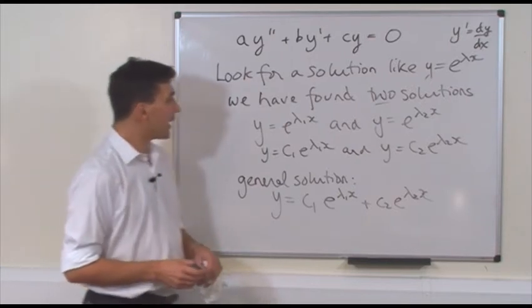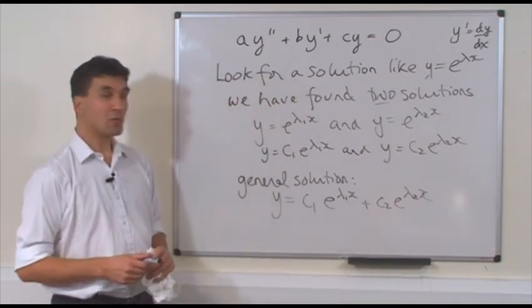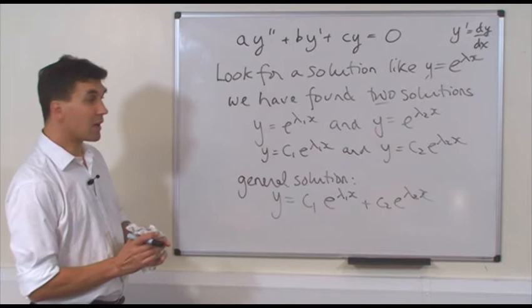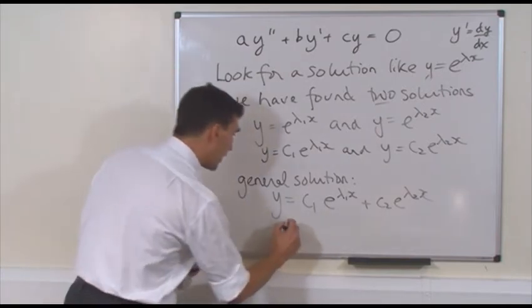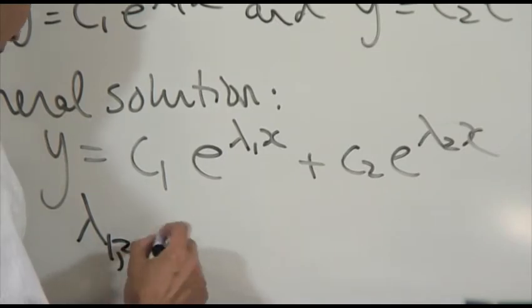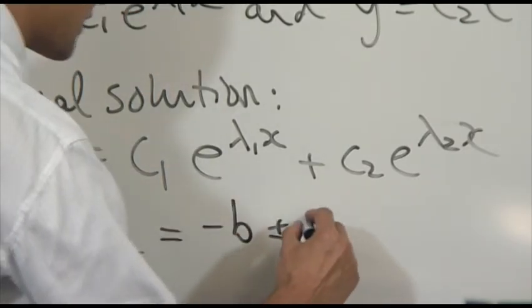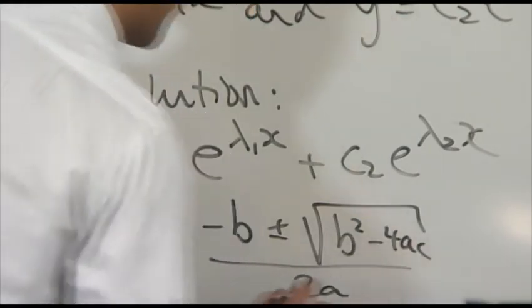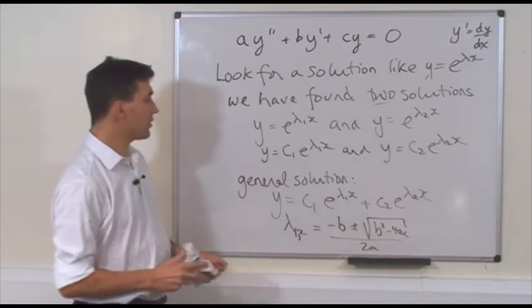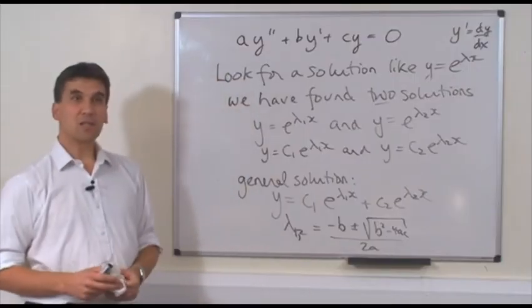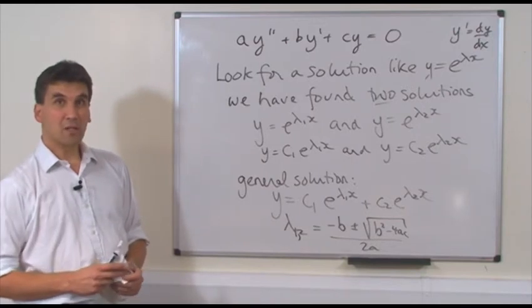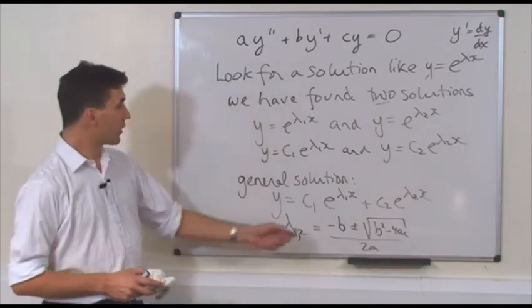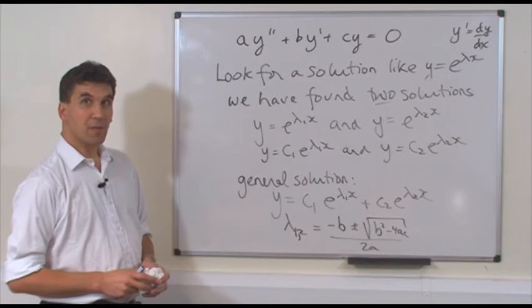Now, what we actually get in any specific example will depend on the values of lambda 1 and lambda 2, and those will depend on these numbers a, b, and c. And if you remember the equation that I've just erased, lambda 1 and 2 were minus b plus or minus square root b squared minus 4ac, all divided by 2a. So what we get depends crucially on whether that number inside the square root is positive, or if it's 0, or if it's negative. If it's positive, then the square root is real, and we'll end up with two real values of lambda.